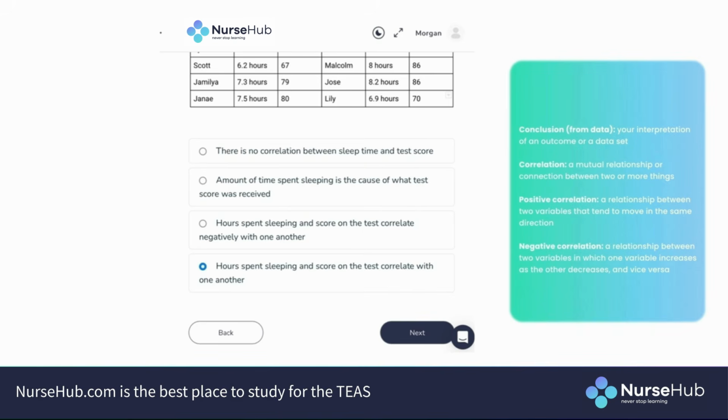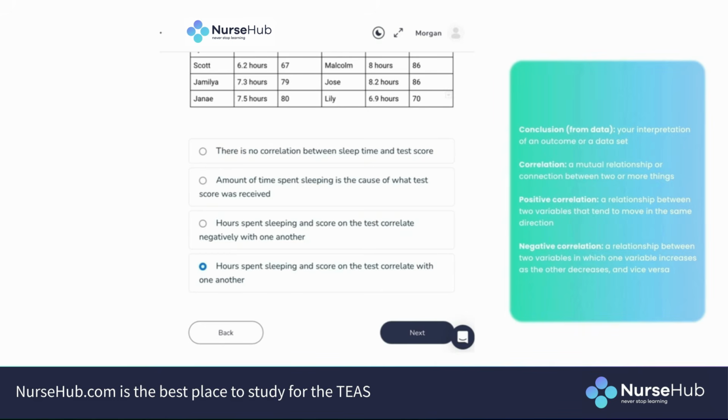Maybe these folks ate different things. Maybe they ate different amounts of things. Maybe their beds have different comfort levels. Maybe there was additional noise in the background. Maybe some of them had a class before they took the test. There are so many other variables we could throw in here and think about, so we can't say with absolute conviction that the time spent sleeping is the cause of what particular test score someone received.